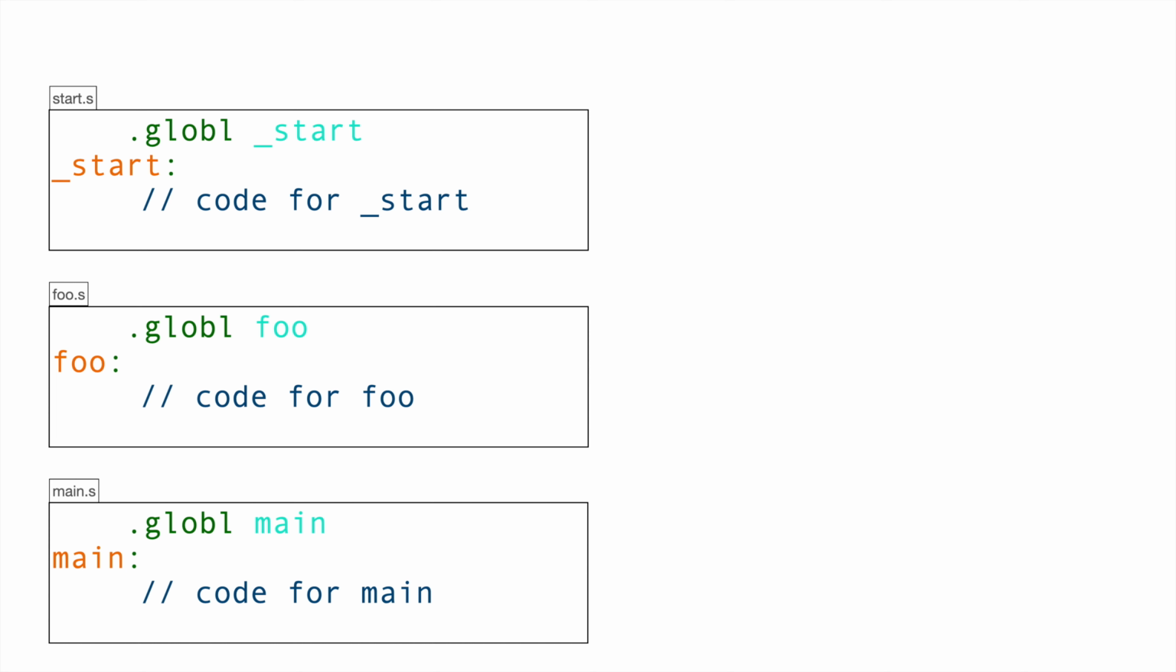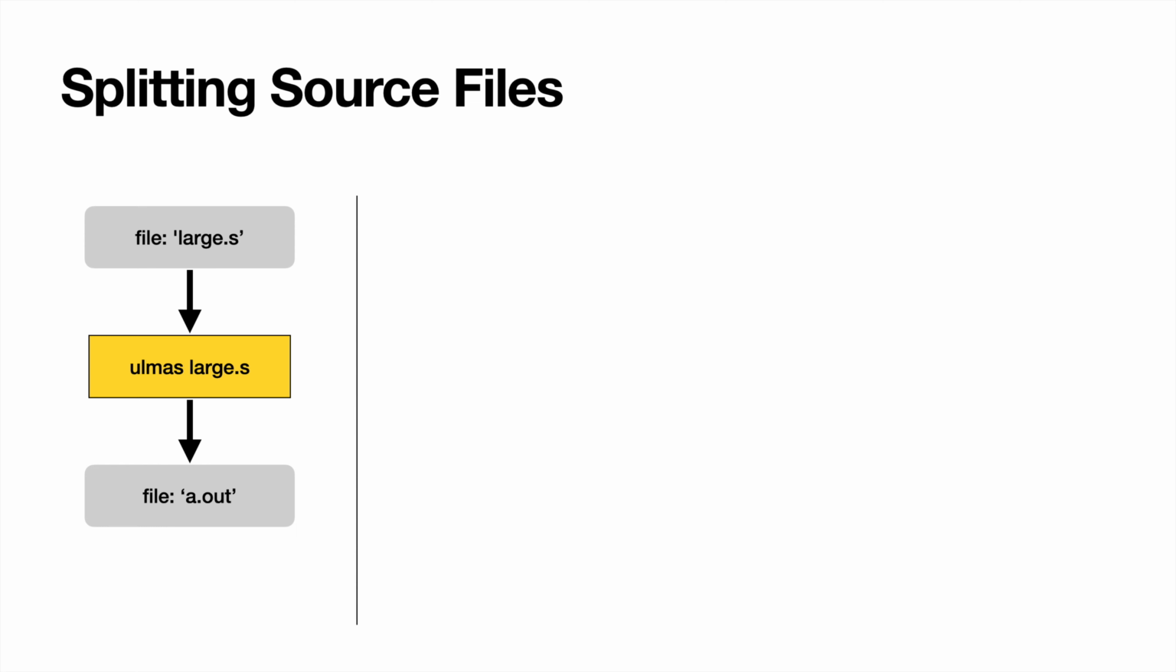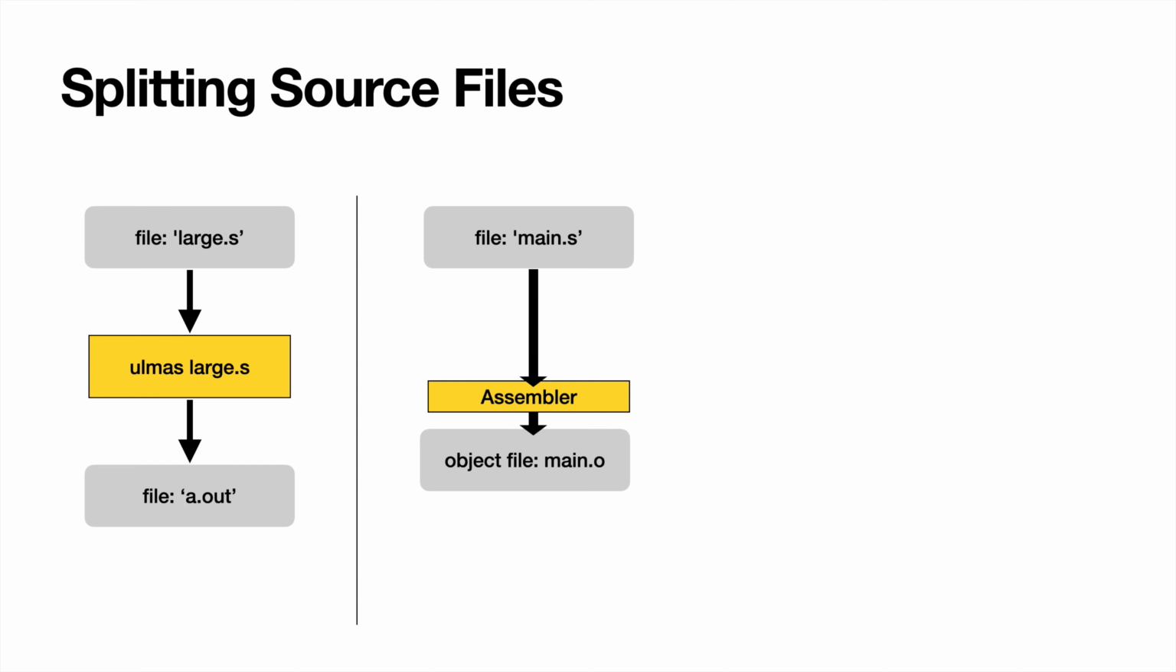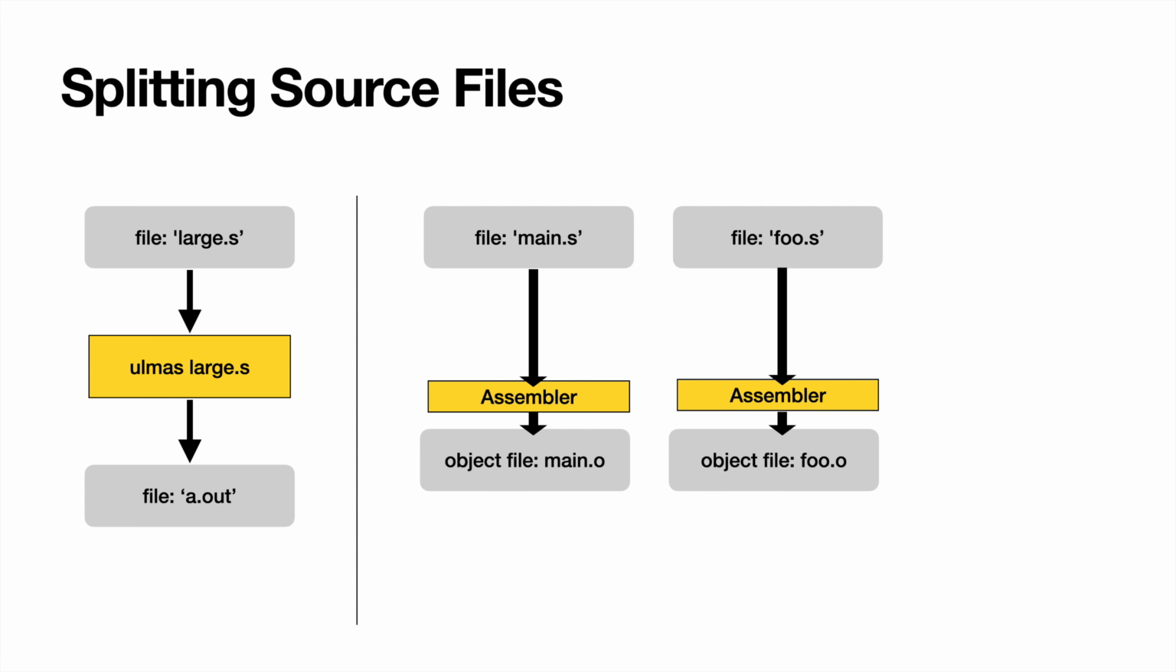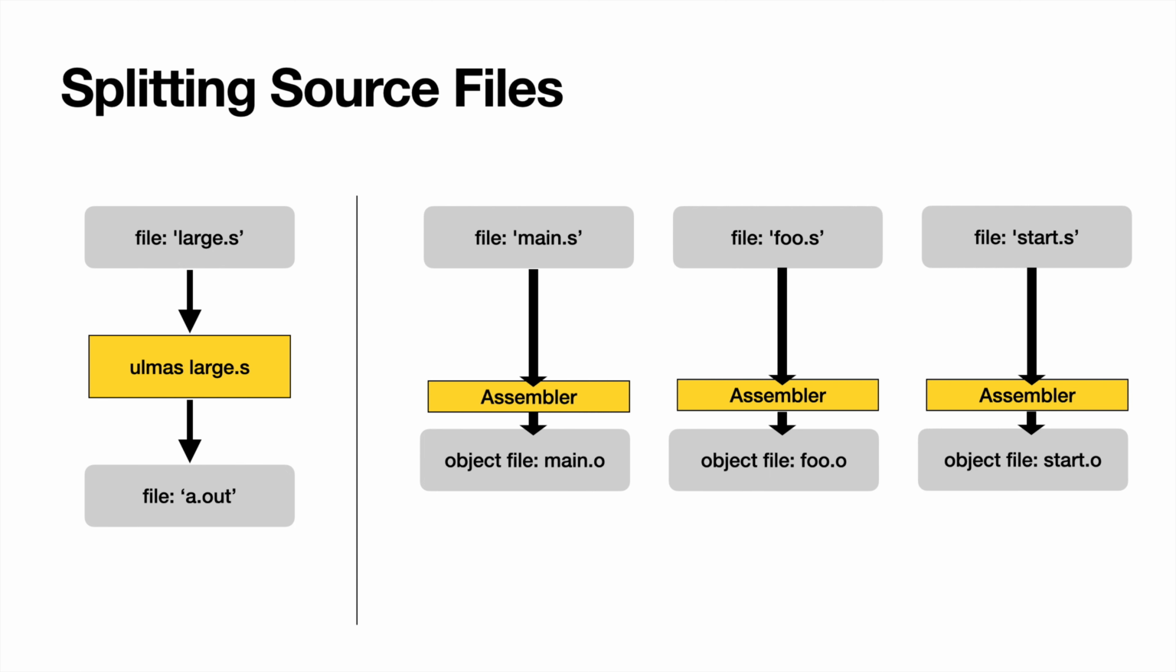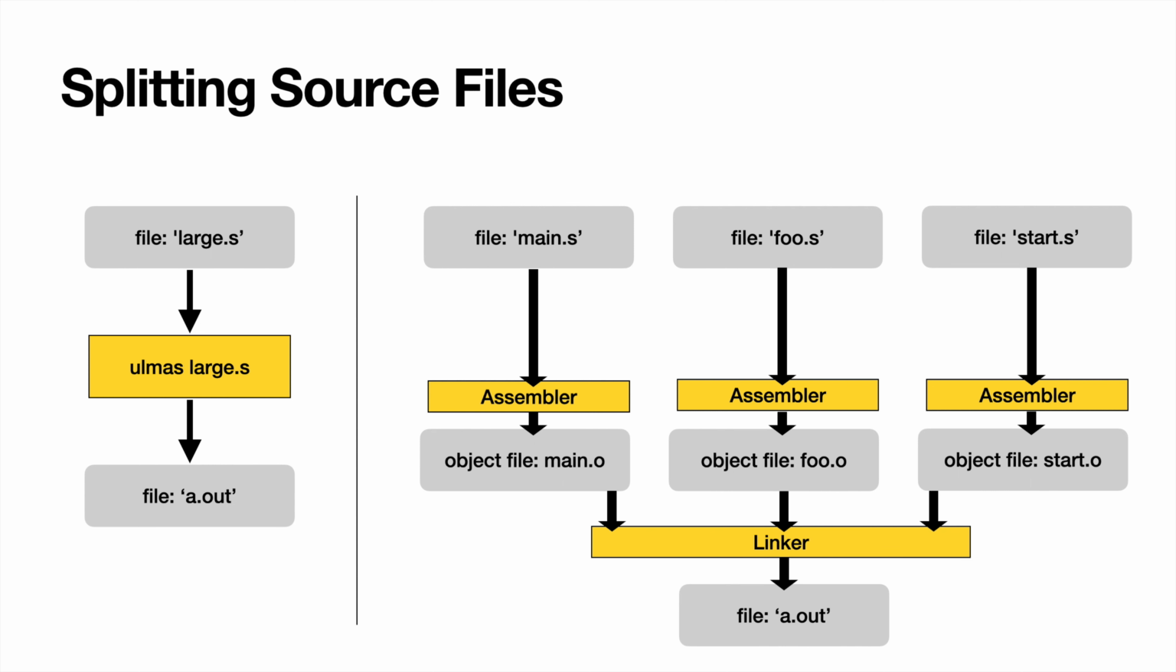I will also show you how you can now, instead of just translating one large assembly code, do this in independent steps. You first can translate main.s into an object file, and object file means it's machine code that is not executable because it's missing certain things. Then you also can translate foo.s into an object file by using the assembler, and also this assembly file start.s. And then you can link together these object files into one executable by using the ULM linker.